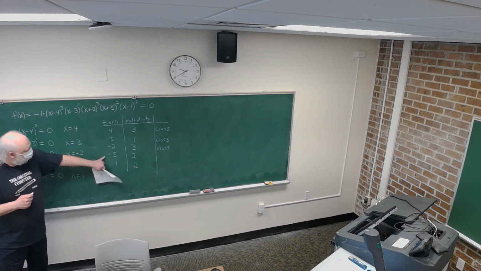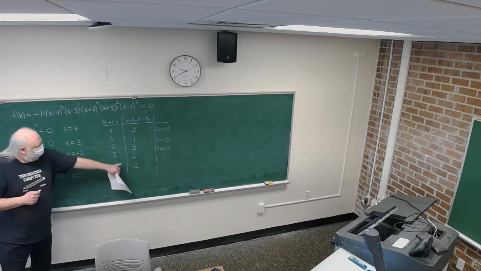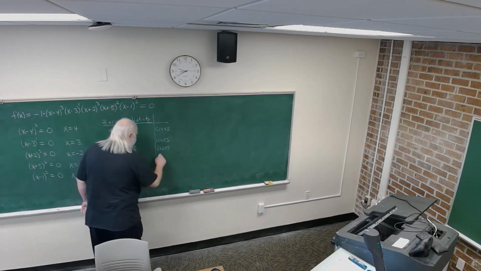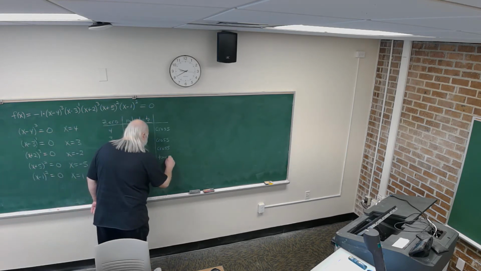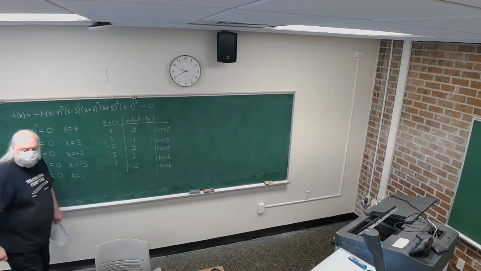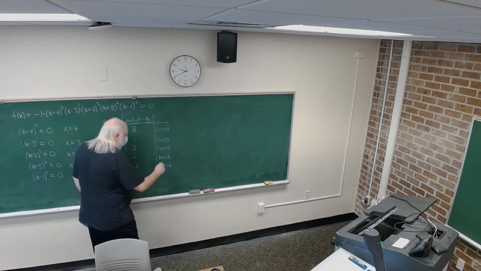And at x equals minus 5 and at x equals 1, the multiplicity is 2, which is even. And so the graph is just going to touch the x-axis. It's not going to cross the x-axis. And you can say something like touch and turn.